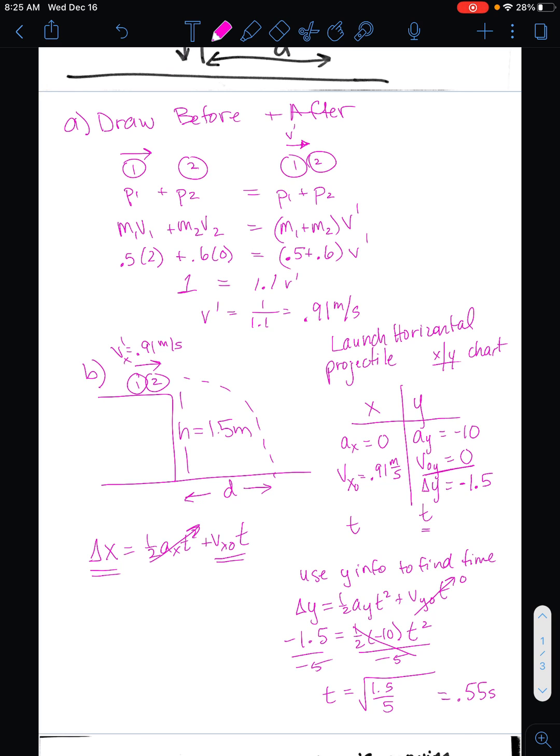Okay, now that I know my time in the y is 0.55 seconds, that means my time in the x is 0.55 seconds. And so now I can use that. My delta x is equal to my x velocity of 0.91 times my time of 0.55. And so I multiply my 0.55 times 0.91, and I get about 0.5 again. Delta x equals 0.498 or 0.5 meters.